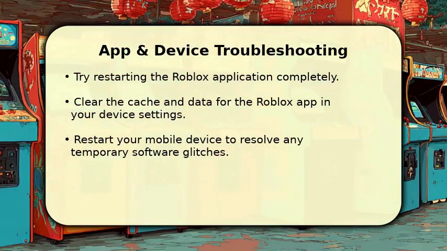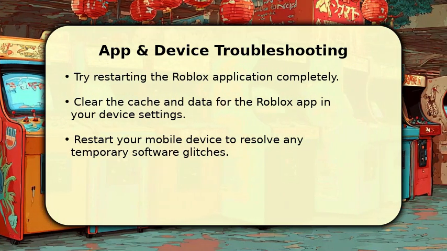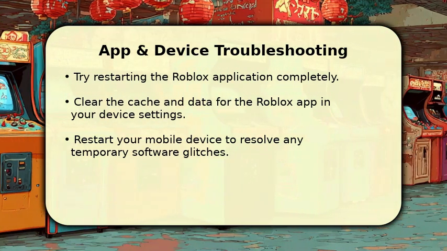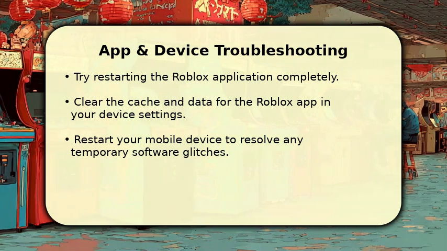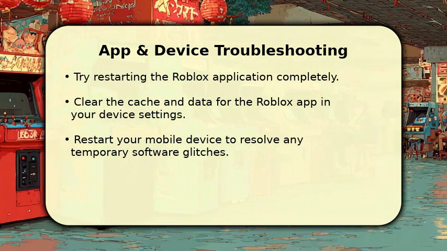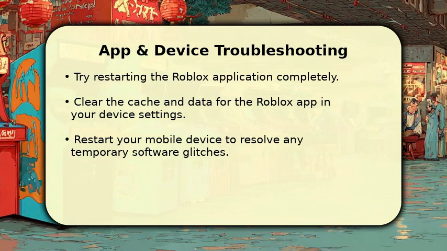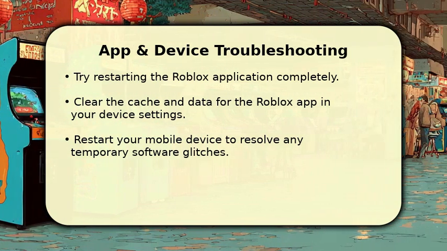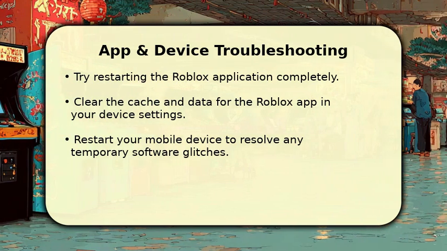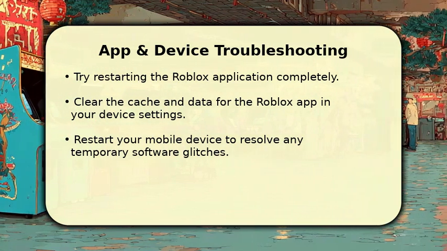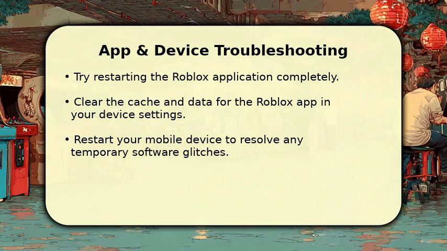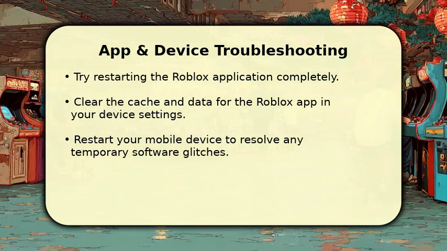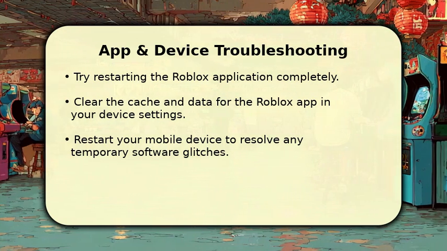If the problem persists, a simple restart can work wonders. Try completely closing and reopening the Roblox application. Sometimes, clearing the app's cache and data in your device settings can also fix glitches without losing your game progress. As a last resort for this step, restart your entire mobile device. These actions can refresh the app and system, often resolving temporary software conflicts that might be affecting your microphone.